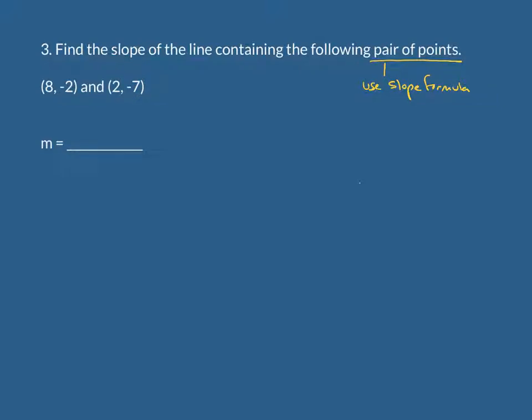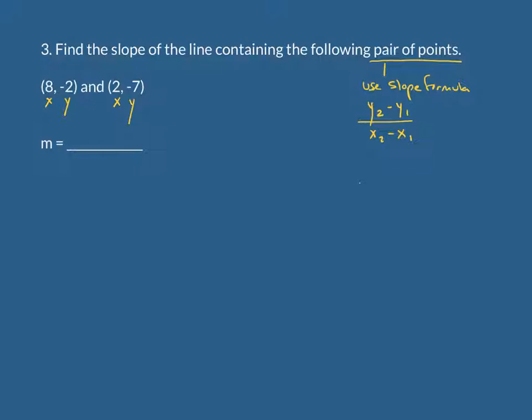The slope formula is y2 minus y1 over x2 minus x1. And this doesn't mean y squared or y to the first, anything like that. It basically just means the position of that number. So if we look at these ordered pairs over here, the 8 and the -2, the 2 and the -7, they're always going to be in the order of x and then y, x and then y.